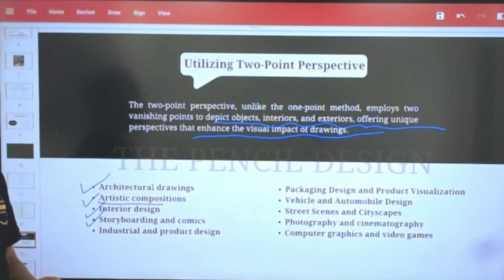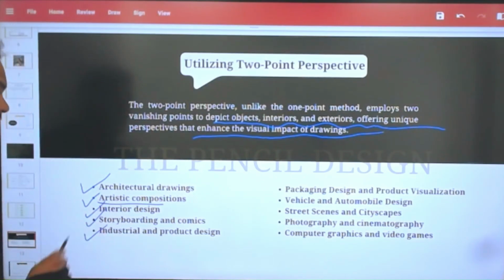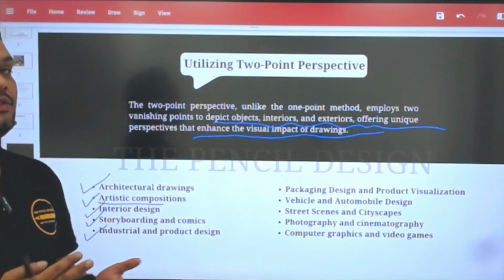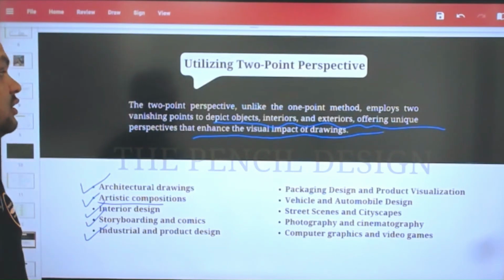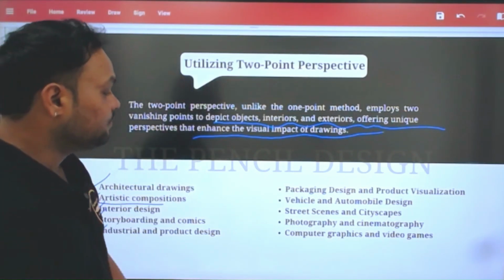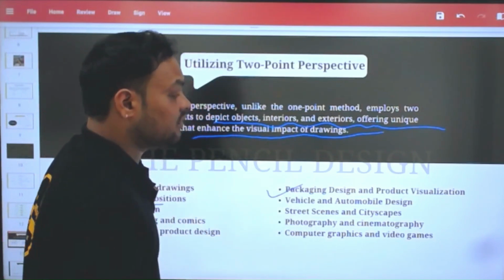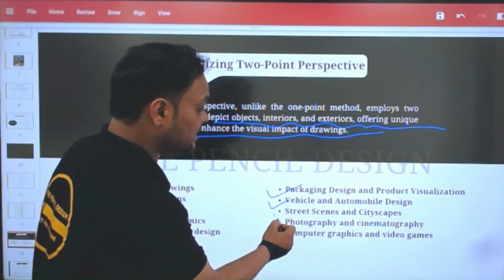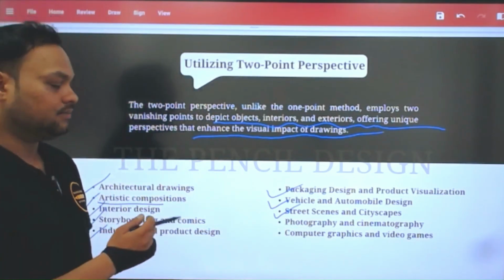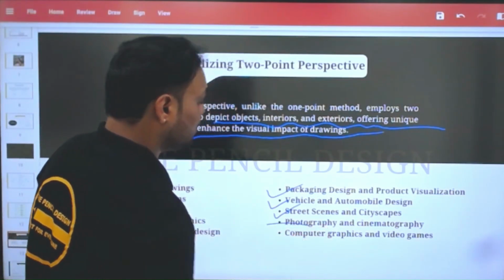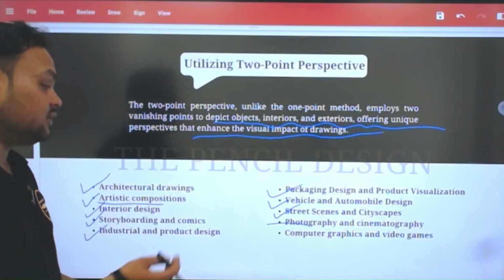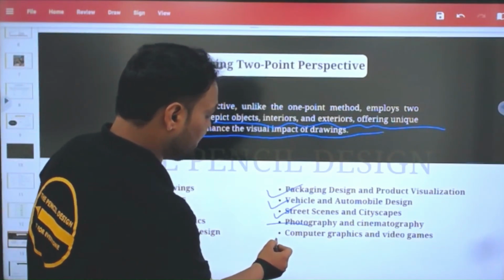Storyboards, very important question for NID. Industrial and product design, again NID. If you want to draw some kind of interior exterior spaces as well as the objects, this 2 point is going to help you a lot. Packaging design and product visualization, vehicle and automobile design, street scenes and cityscapes, the exteriors. Photography and cinematographers also use perspective, 1 point, 2 point, multi-point perspective. So this is also important for them.